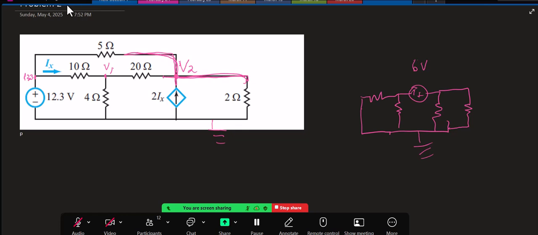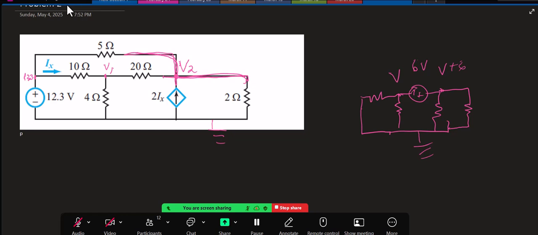What that 6 volt voltage source means is that the positive side is 6 volts higher than the negative side. That's what it means. So all I can say right now is that if I call this V, then this is V plus 6. So I can't really label anything on here as 6. Nothing on here is exactly 6 volts. I just know that the positive side is 6 volts more than the negative side.